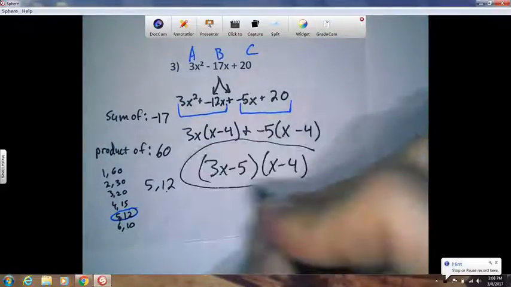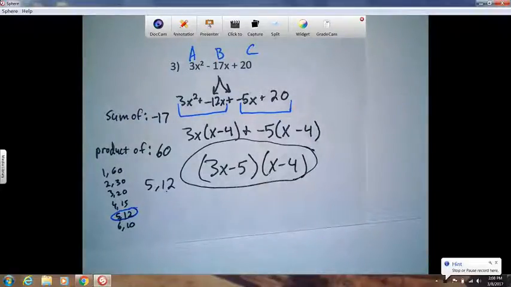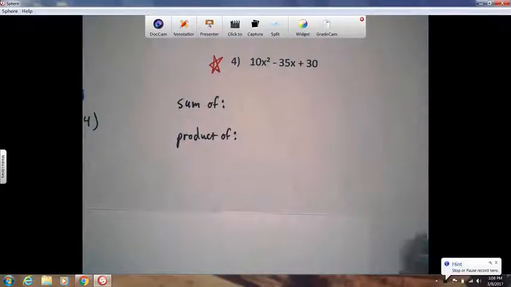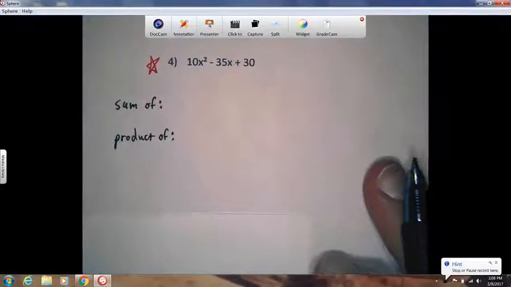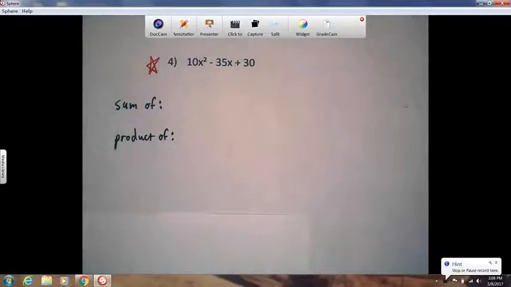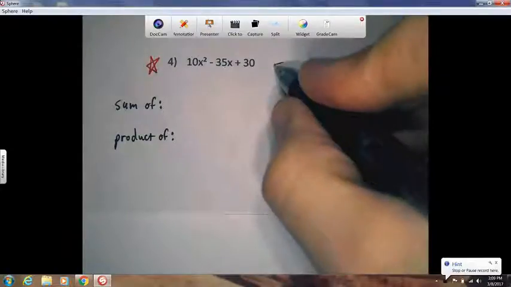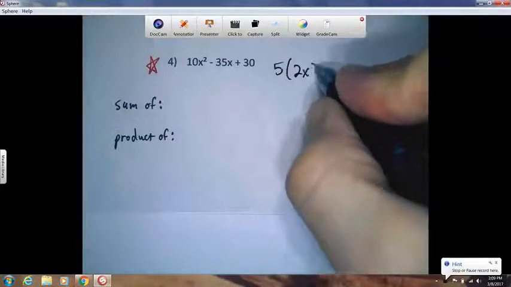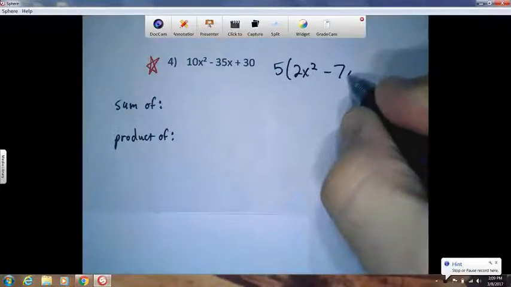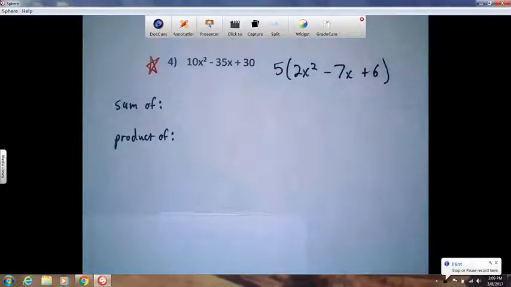Okay, and I'll do one more just to show you, because this is one that also has a greatest common factor. So it should be pretty easy to see that this has a greatest common factor of 5. So I'm going to put 5, 2x squared minus 7x plus 6. So I've taken a 5 out. See, I've divided all of these numbers by 5 because I put the 5 out here.